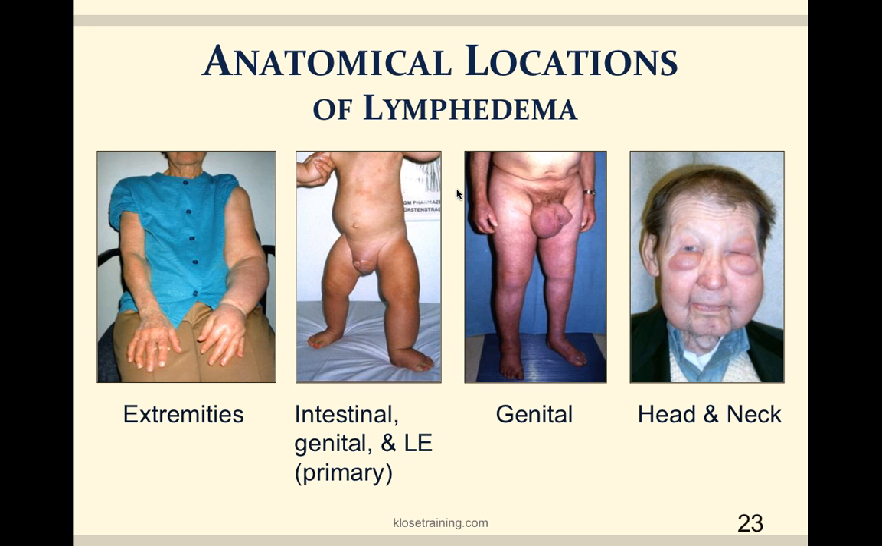So anatomical locations, typically we're going to see it in the extremities. There are people who get intestinal or genital lymphedema, and then there's also head and neck lymphedema.